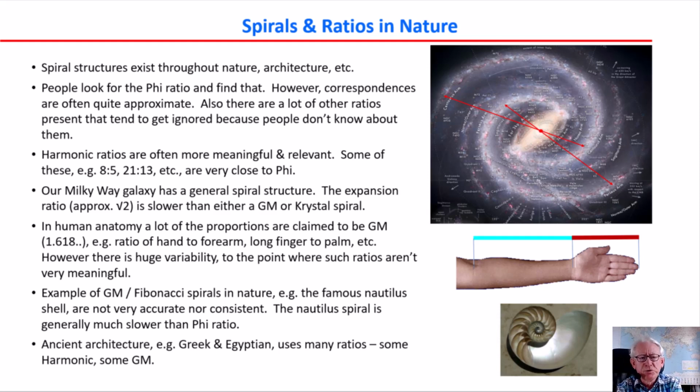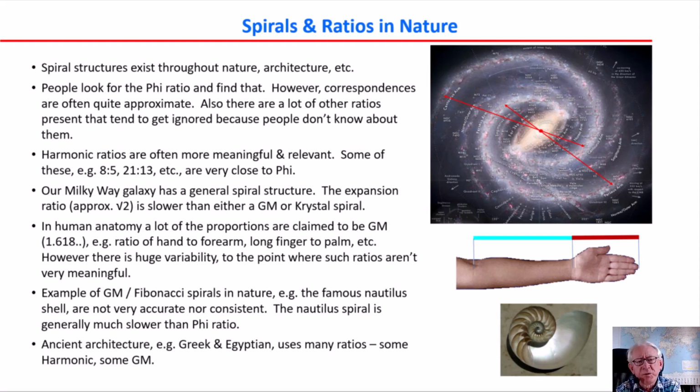Now, in examining these processes, there is a tendency to look for what we want. People look for the phi ratio, and they find that. Now, phi is a natural number, and it does arise in nature, and it is possible to find it. However, it's not the only one. There are many, many others. Now, the correspondences are often quite approximate, and there are lots of other ratios present that tend to get ignored because people don't know about them.